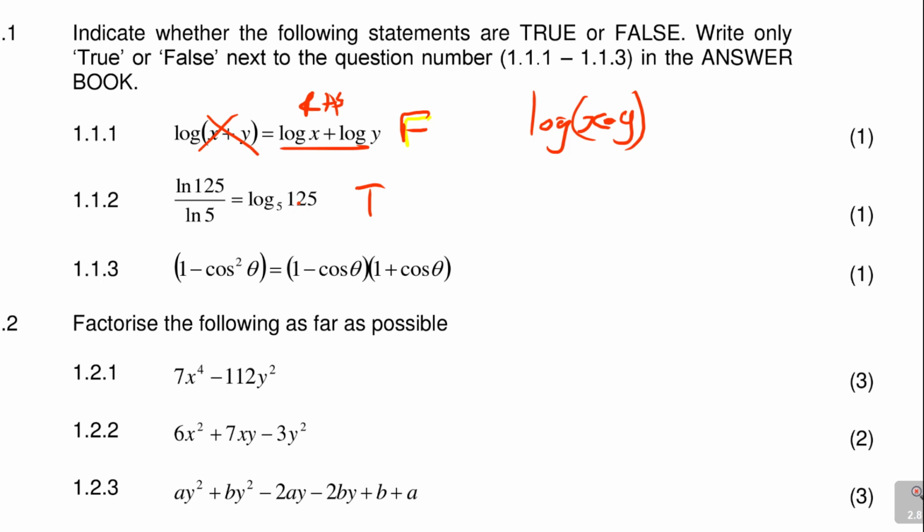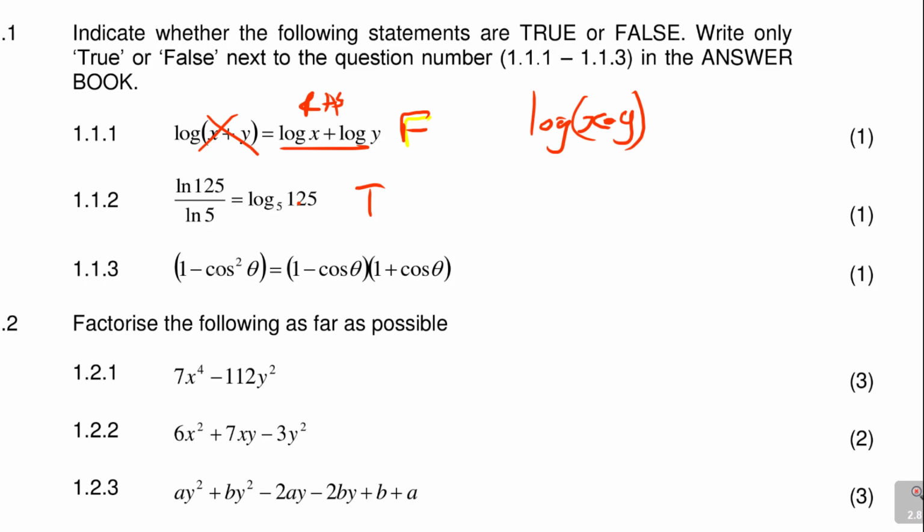Let's check their answer. The answer was true. It has to be true. I just used the calculator, and then they gave this, 1 minus this squared is this. Now look at this. This thing is a difference of two squares. Picture this like x. So if cos is x, it will be x squared.